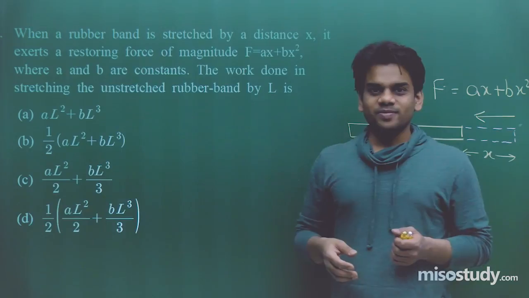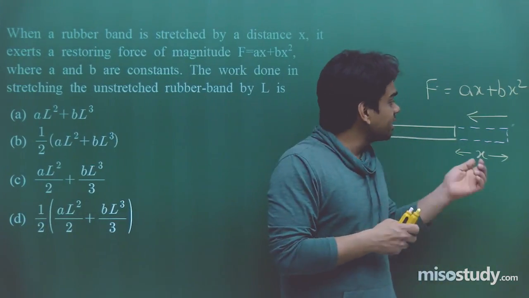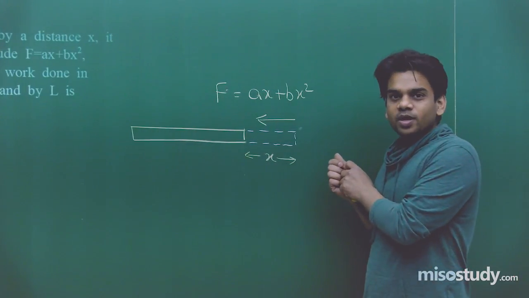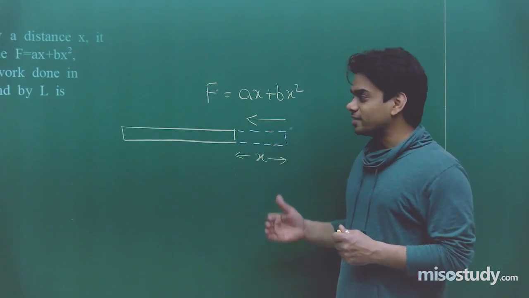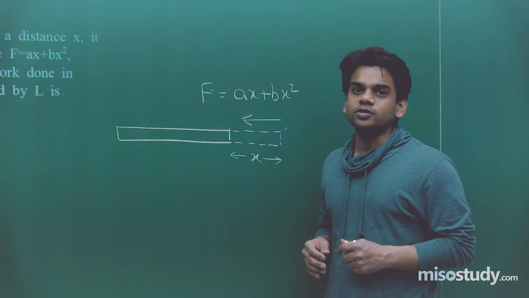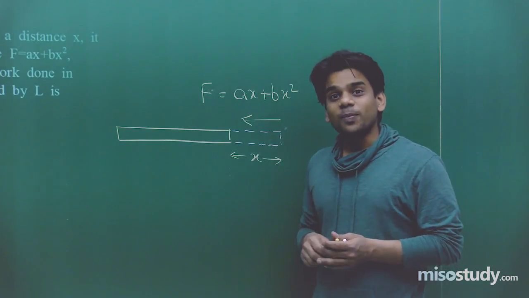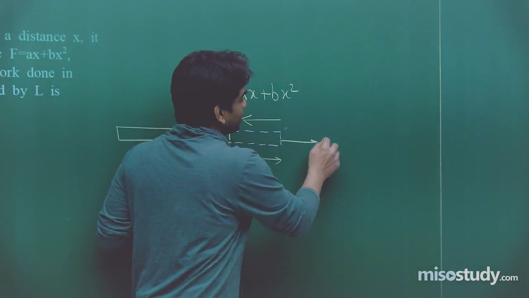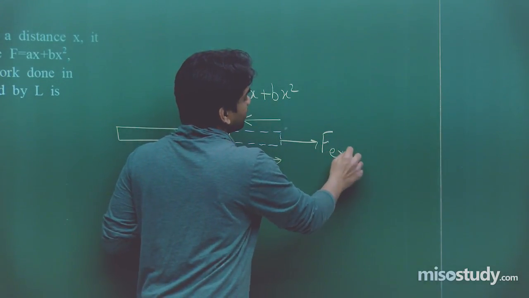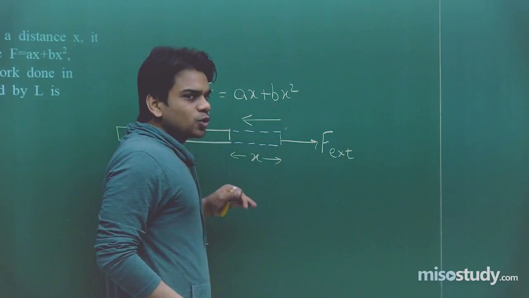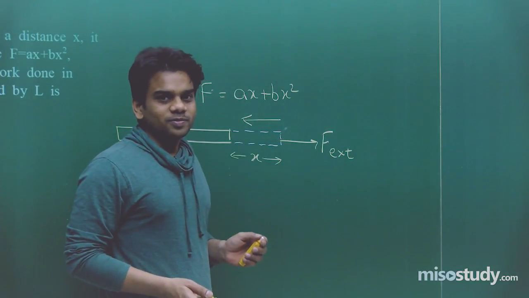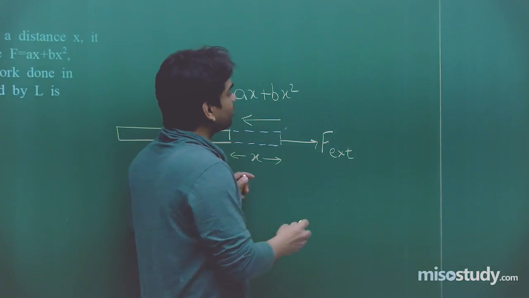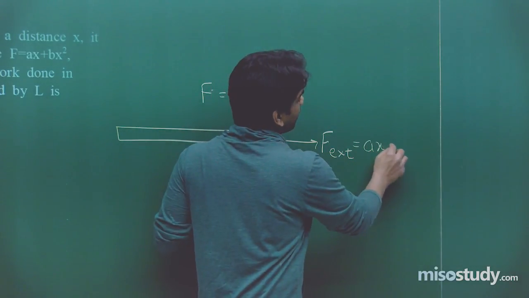Now we need to find the work done in stretching the unstretched rubber band by L. That means on stretching we have to do some work. If I stretch this rubber band, I have to overcome the restoring force that is trying to pull the rubber band back to its natural length. That means I have to apply a force just opposite to this restoring force, an F external. To pull it slowly, the F external should be equal to the restoring force, so that will be equal to ax plus bx square.